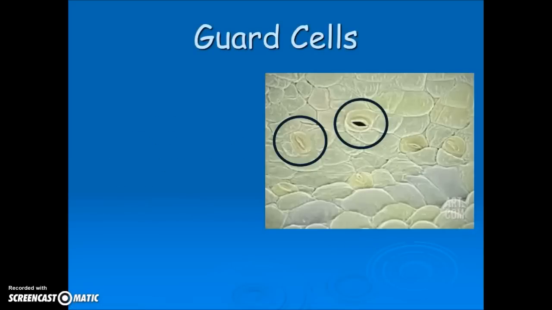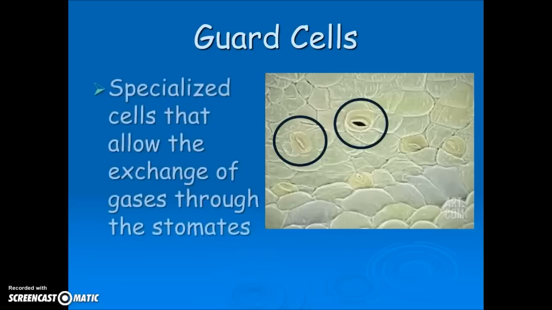You saw those kind of unusual looking cells on the side of the stomate. These specialized cells allow the exchange of gases through the stomates. So in this picture, you have two stomates. This stomate is open, this one is closed. And it's the guard cells around it that dictate when it should open and when it should close. Guard cell, stomate. Guard cell, stomate, which is open.